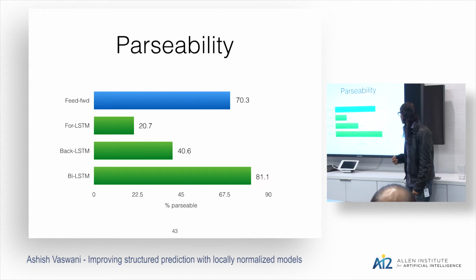With the forward LSTM and the backward LSTM you can only parse about 40% of sentences, and the bi-LSTM parses about 81% of the sentences. And this indicates that, parsability being a notion where, if the supertags are inconsistent, you will not get parsability, the bi-LSTM is getting consistency across words.